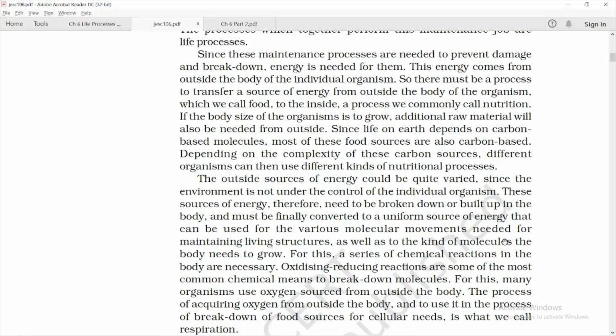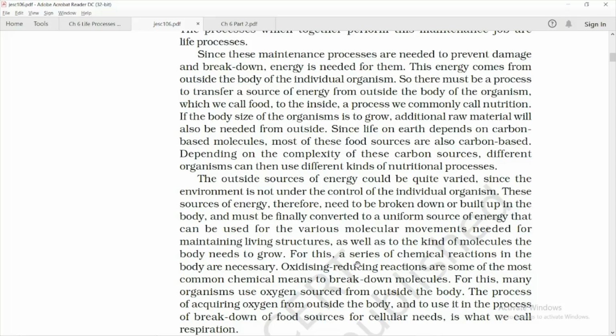Depending on the complexity of these carbon sources, different organisms can use different kinds of nutritional processes. The outside sources of energy could be quite varied. Since the environment is not under the control of individual organisms, these sources of energy need to be broken down or built up in the body and must finally be converted into a uniform source of energy that can be used for the various molecular movements needed for maintaining living structures, as well as for the kind of molecules the body needs to grow.